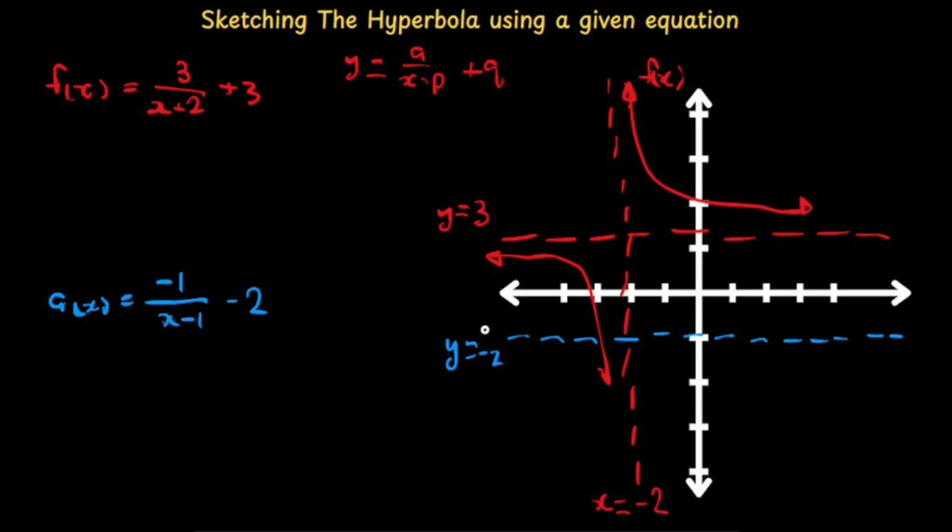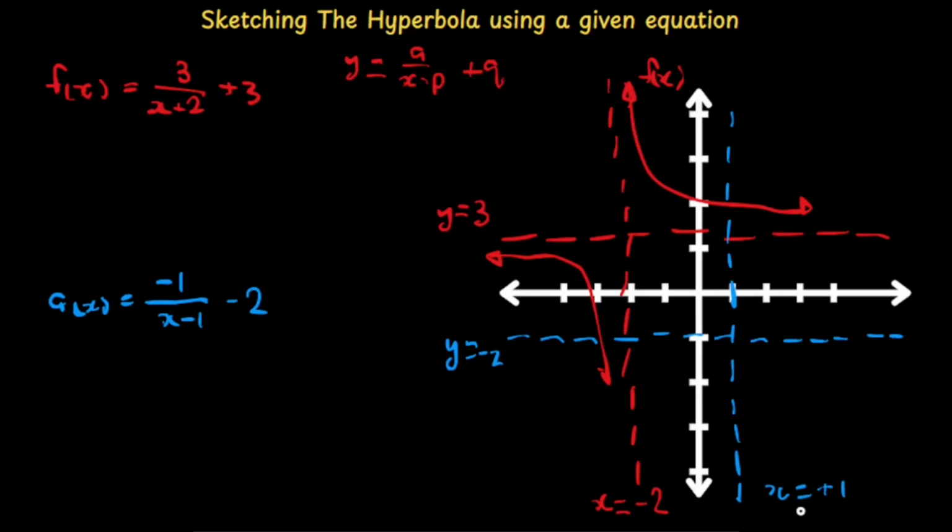Okay, now we're going to go ahead and plot in the vertical asymptote, which, if we look at our standard equation, would be -1 times the p value. So looking at the equation of g, that will be -1 times -1, which would be positive 1. I can go ahead and sketch that in. X is equal to positive 1.